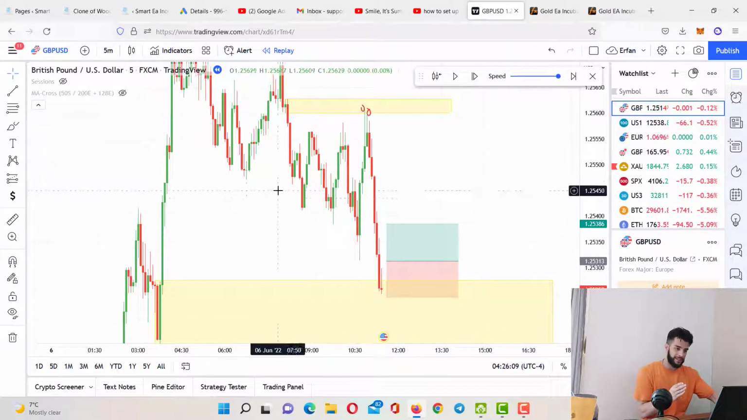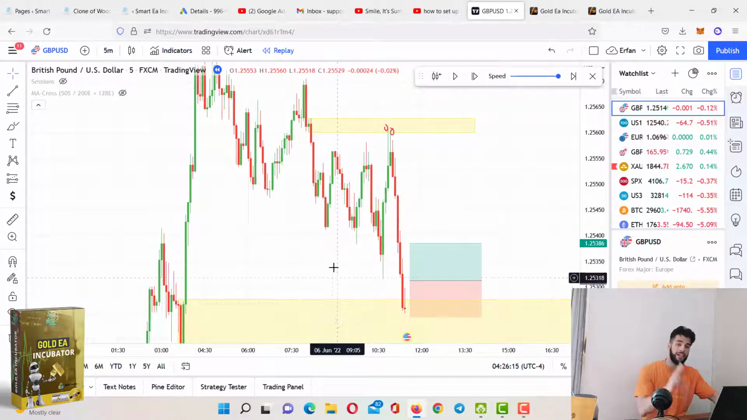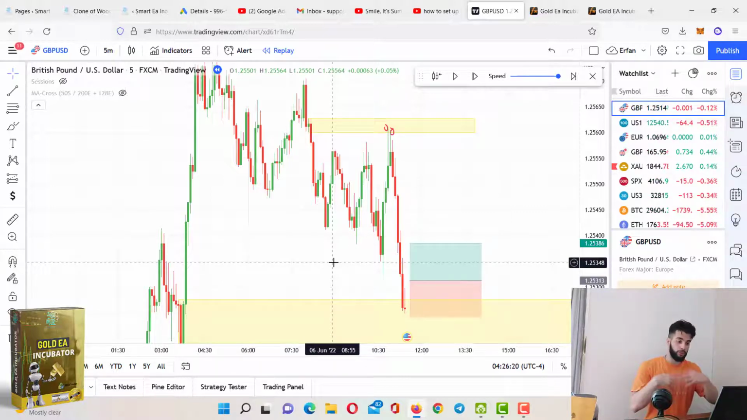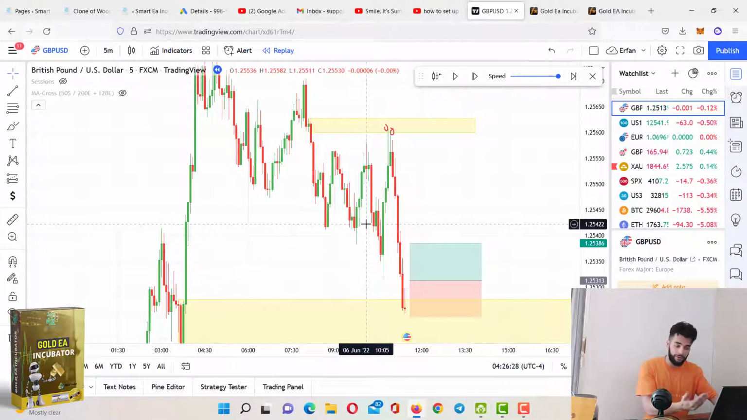But in this case, when I had this high probability demand zone here, I had a very close high probability demand zone right here, and it was two high probability demand zones inside each other. So it was a really good confluence that one has high probability to get tapped into rather than this one in the middle of the trend, and it literally happened.